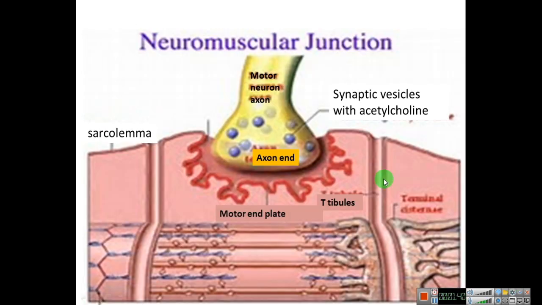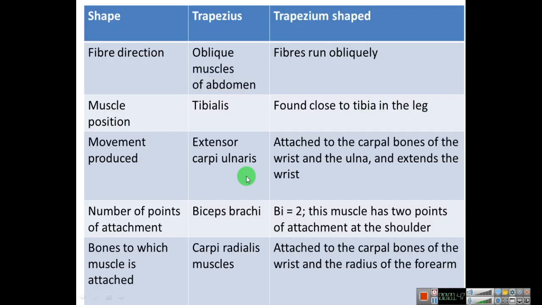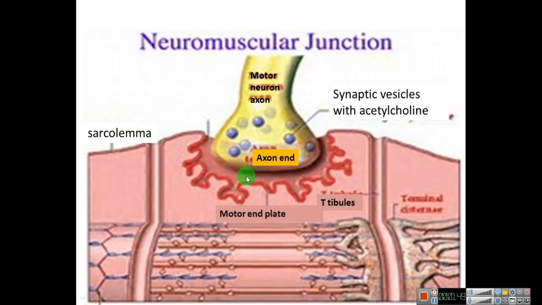This is the neuromuscular junction. You can see in this picture the axons of motor neurons conveying impulses to skeletal muscle to produce contraction. They divide into fine filaments, terminating in minute pads called motor end plates. This is the motor end plate.